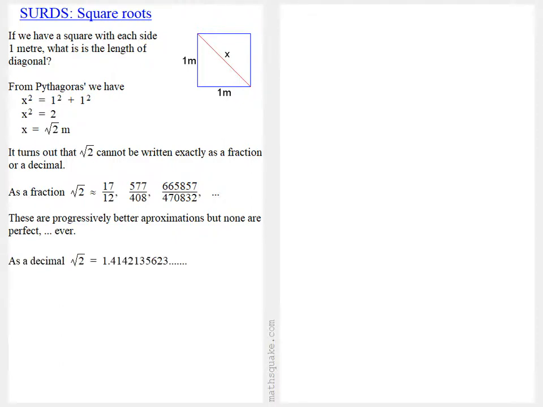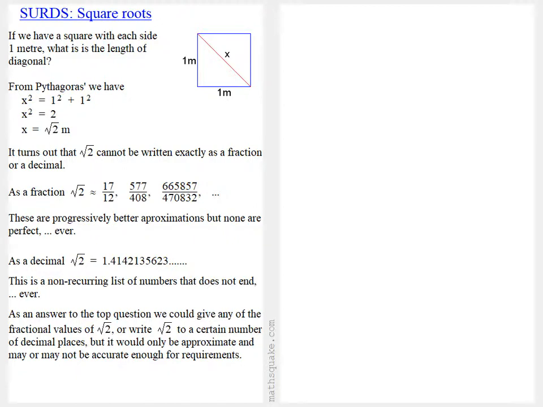As a decimal, we can write the square root of 2 as 1.4, or 1.414, or 1.4142135623, but it's a non-recurring list of numbers that does not end, ever. So, as an answer to the top question, we could give any of these fractional values of the square root of 2, or write the square root of 2 to a certain number of decimal places.